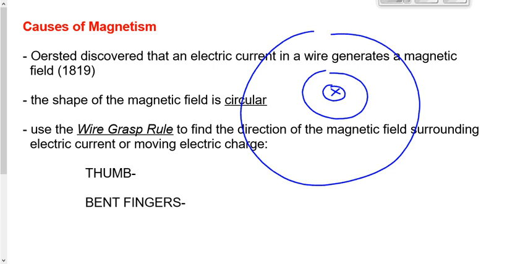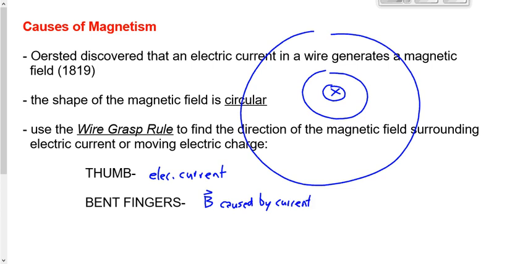We're going to stick our thumb in the direction of the electric current. Or if it happens to be just a charged particle moving through the air, you're going to stick your thumb in the direction of the moving charge. Whatever, charge, current, same thing. Our bent fingertips are going to point automatically in the direction of the magnetic field that is caused by the moving charge or caused by the current.